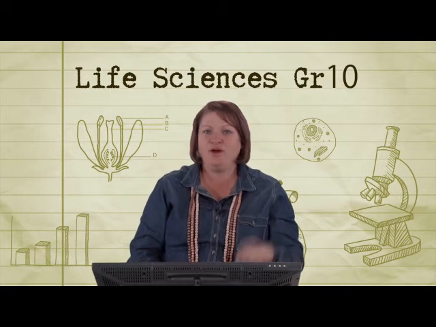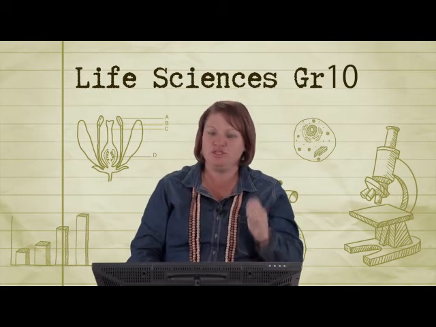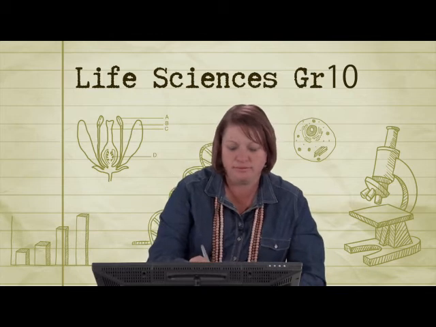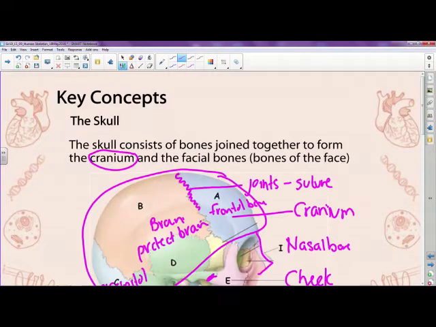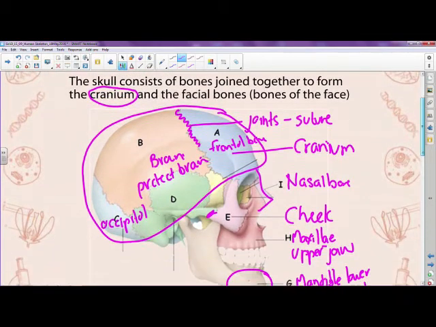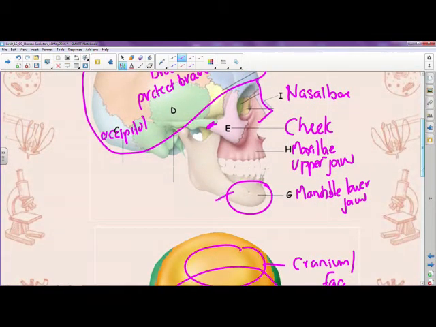Okay, guys, I hope that you came up with more than just protects the brain. That is the most obvious one. Now, if you go back to the skull, what else does it do? How about it helps you to chew, right? Because what can the bottom of the mouth do? It can move, because it's got teeth in it as well. So we got move, we got teeth.